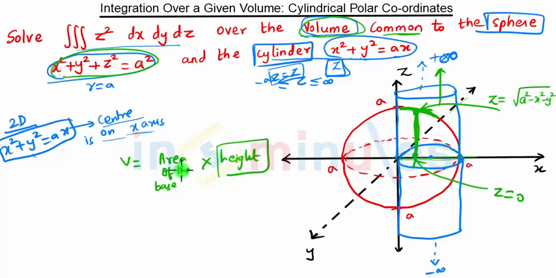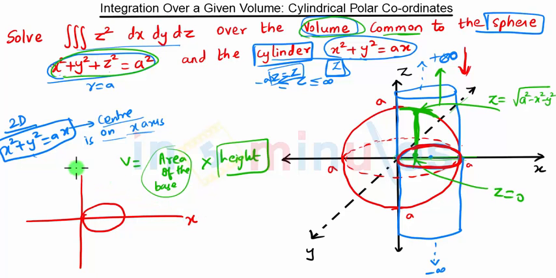Now we have to find the area of the base. When we look from above, the cylinder and sphere, when they intersect, form one circle. So this is a circle in the xy plane. So we will draw that circle. This is our x-axis and this is our y-axis. So this is the circle.